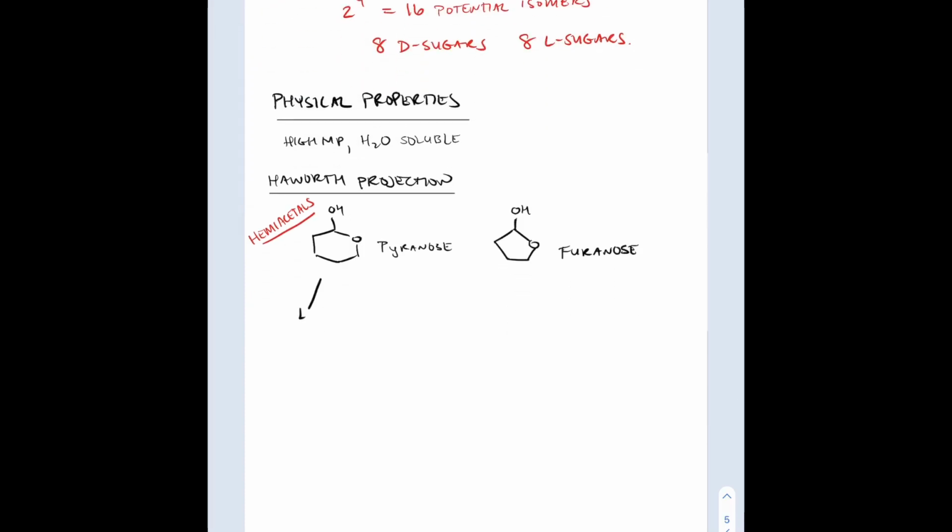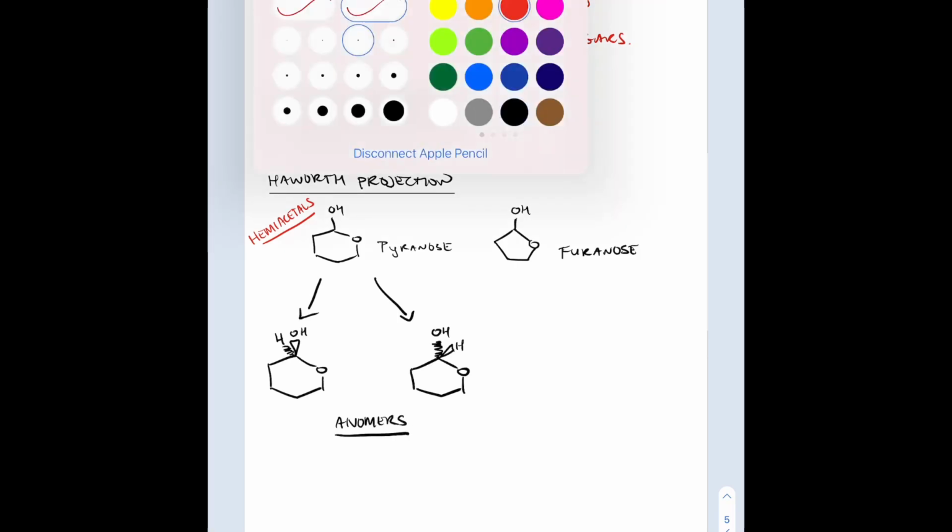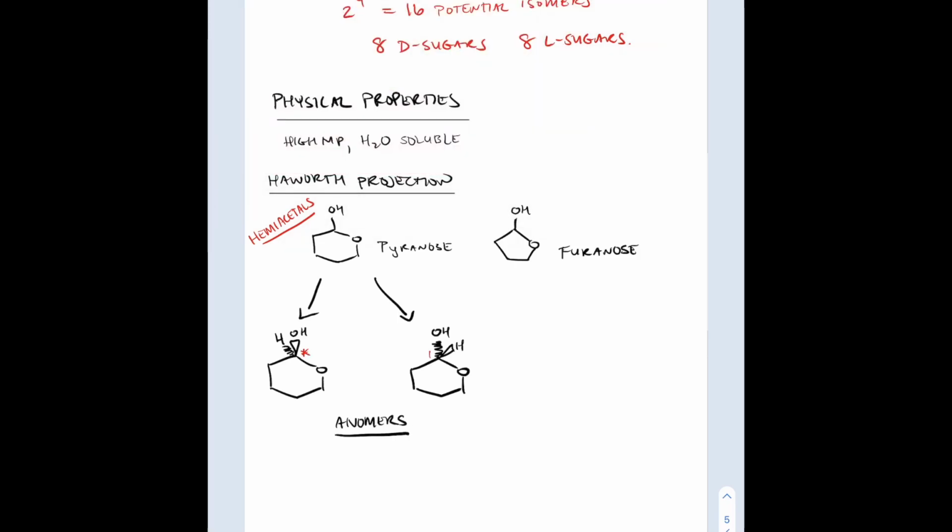Remember, hemiacetals are pretty reactive, and so this is important in terms of the reactivity of sugars. So let's say that we actually drew the stereochemistry in for these sugars. Now, the OH can be projected out at us or away from us, and these two things are called anomers.